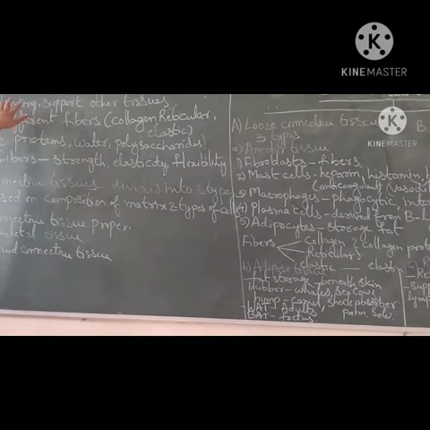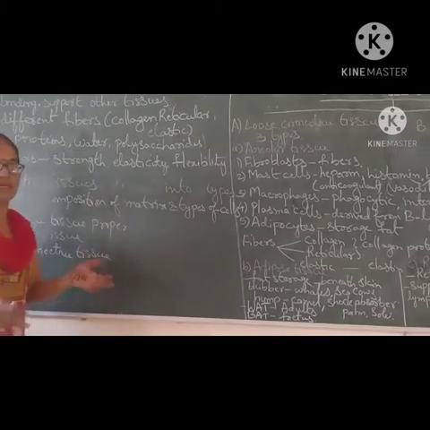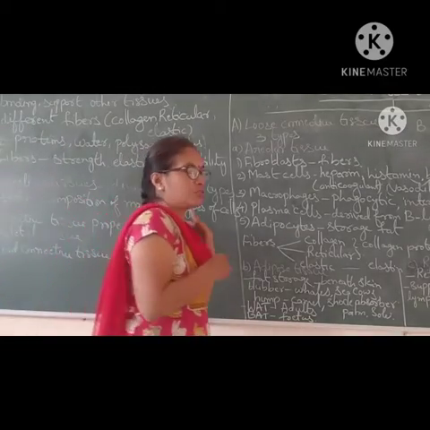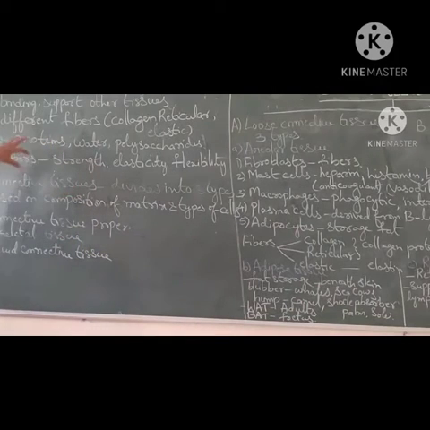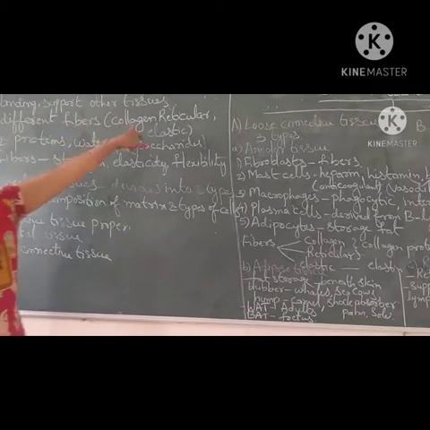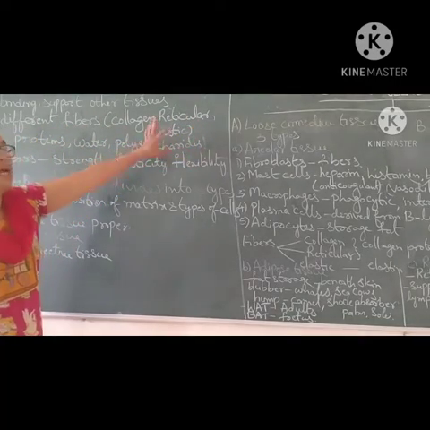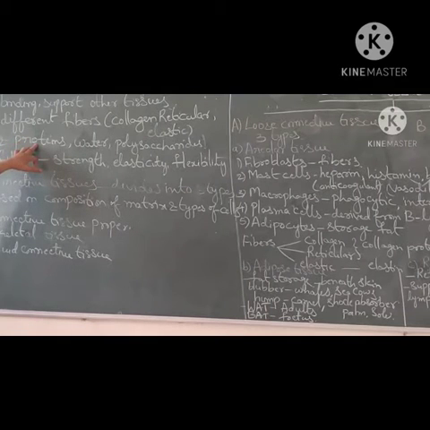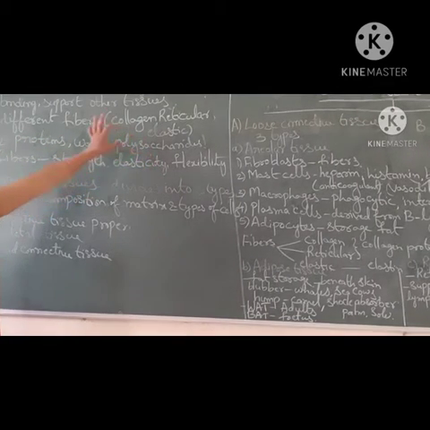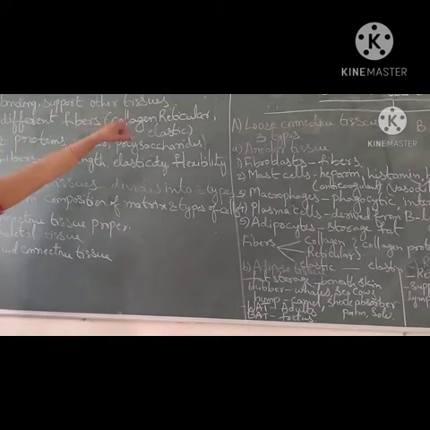What is their function? Binding and supporting of other tissues and organs. These connective tissues bind the other tissues. They contain different fibers and different cells. What are the fibers? Collagen fibers, reticular fibers and elastic fibers are present. They also contain some proteins, water, and polysaccharides. These all form the connective tissues.